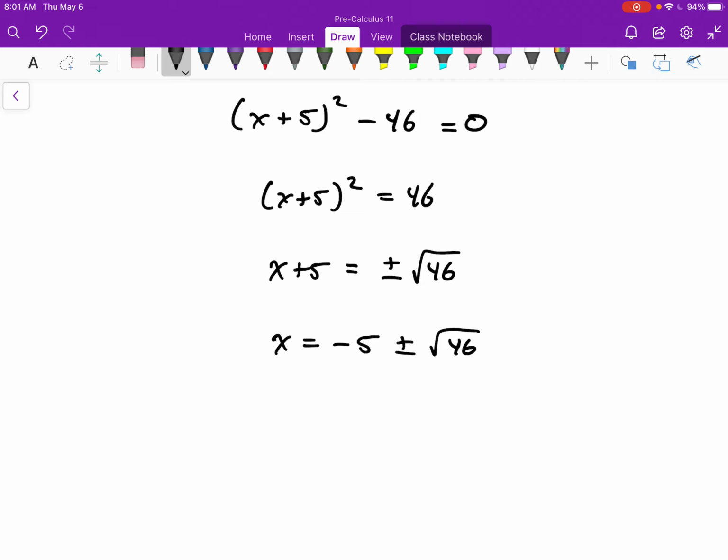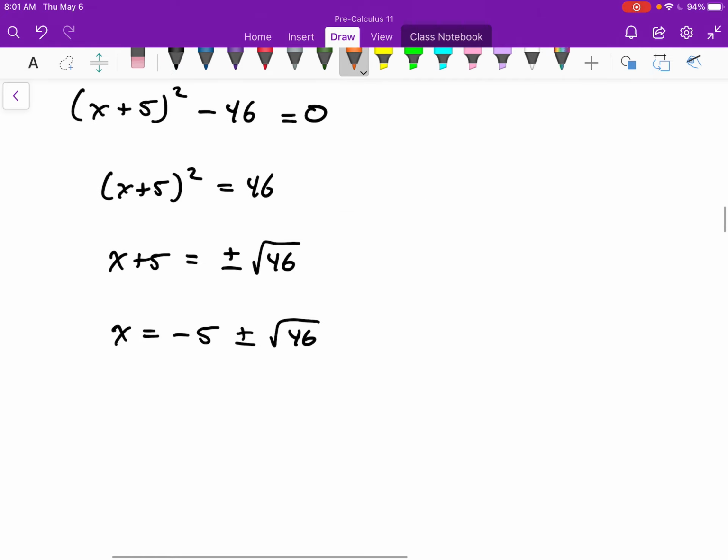Now that right there is a great way to answer a question. In fact, this is what we call the exact solution. 46 is not a perfect square, so if I decimalize this, it is an approximation. And so this is the exact solution. It's two answers, negative 5 plus root 46, negative 5 minus root 46. But I can't get more exact than that.